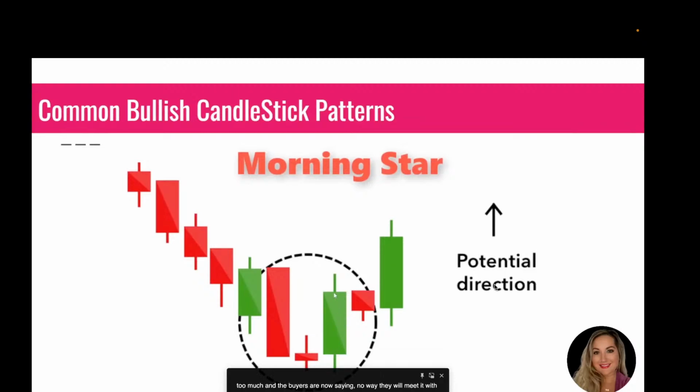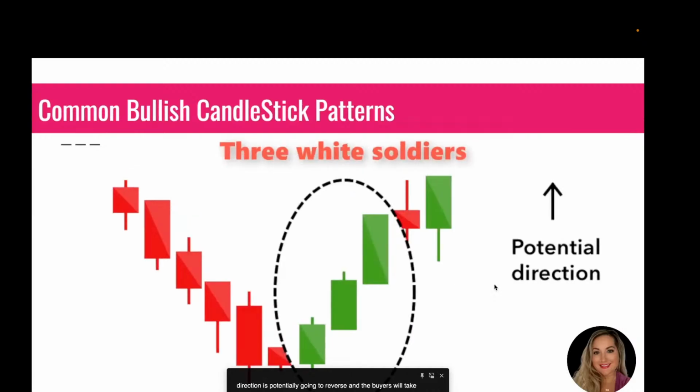So almost engulfing, but not quite. It's a little bit stronger than an engulfing candle at this point. So that is what you're seeing here. At this point, you would assume that the direction is potentially going to reverse and the buyers will take control of the market.